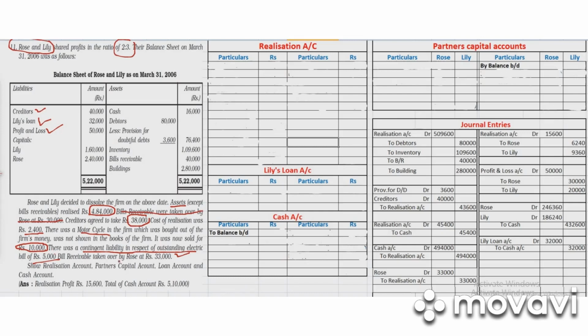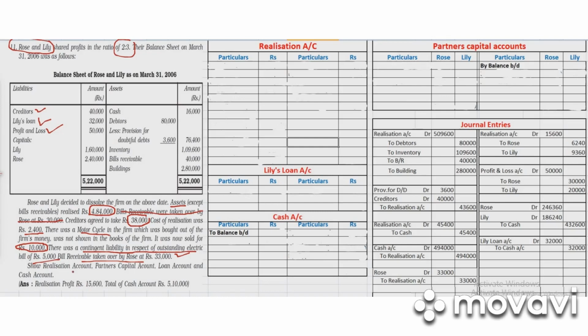Now bills receivable is taken over by Ross. All the other assets are realized in the market, and money received. Bills receivable is not sold off in the market, it is taken by Ross at a reduced price. Here it is bills receivable 40,000, and for 33,000 it is taken by Ross.